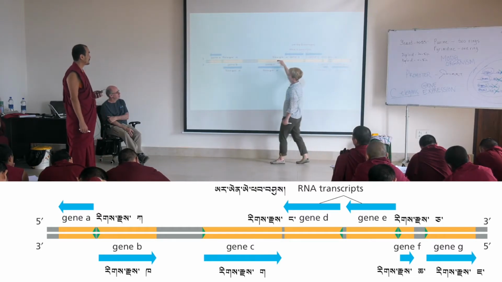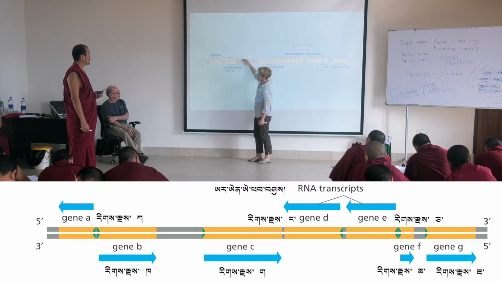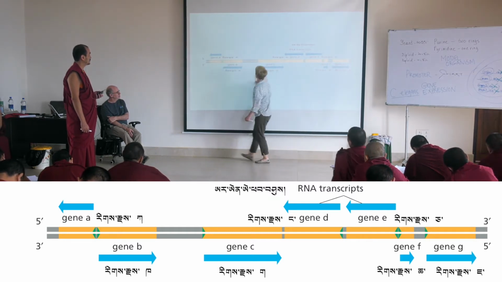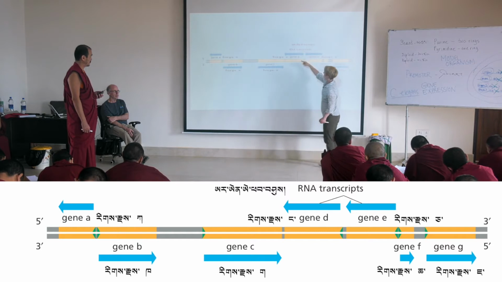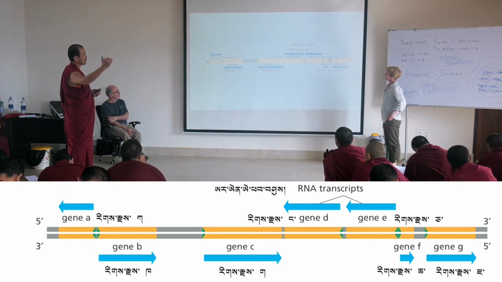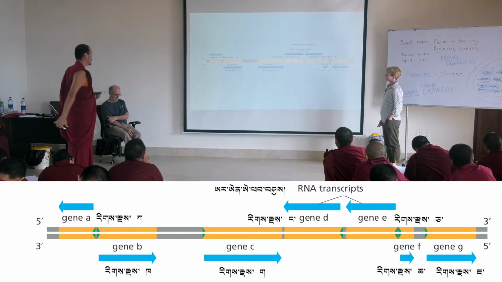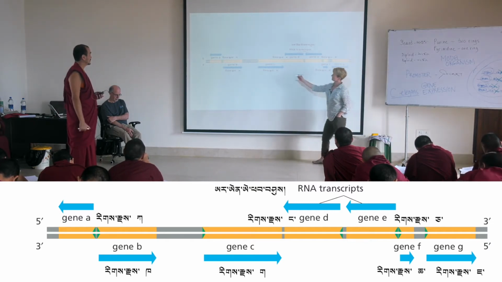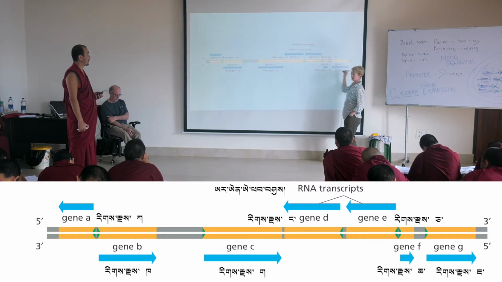So along in this diagram, the top strand, all the genes are being copied in that direction. And along the bottom strand, all the genes are being copied in this direction.